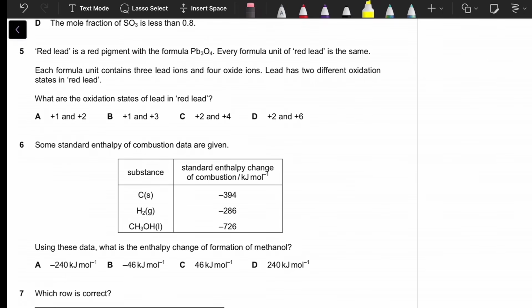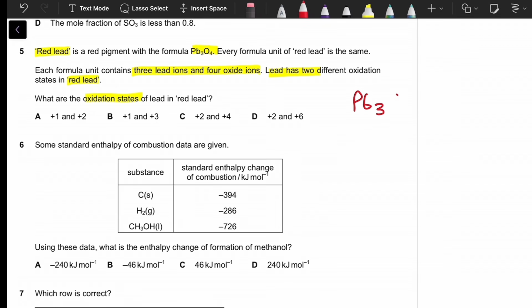Question 5 states that red lead is a red pigment with the following formula, Pb3O4. So we have 3 lead ions and 4 oxide ions. Every formula unit of red lead is the same, and lead has 2 different oxidation states within red lead. So what are these oxidation states?